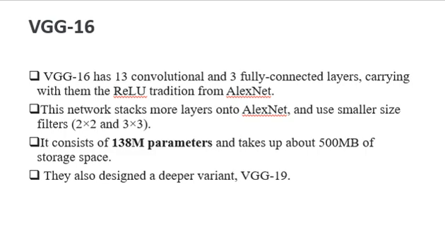The network has more layers than AlexNet and uses smaller filter sizes, for example 2x2 and 3x3. It consists of 138 million parameters and takes up about 500 MB of storage space. They also designed a deeper variant, VGG19.